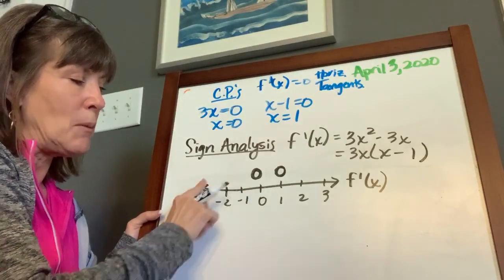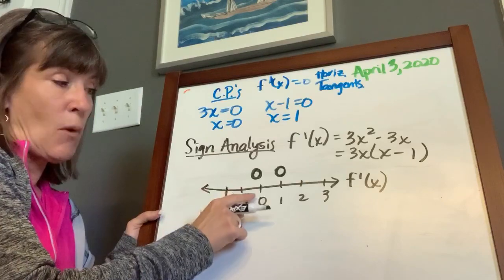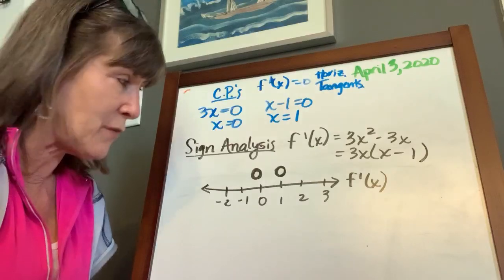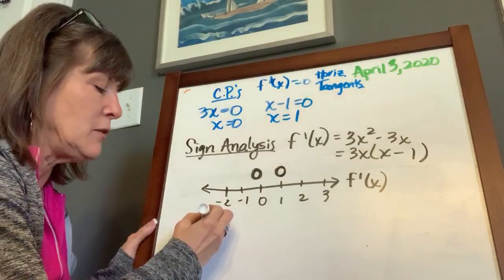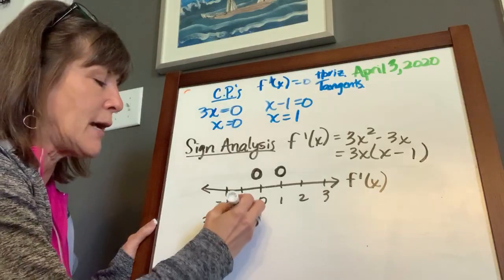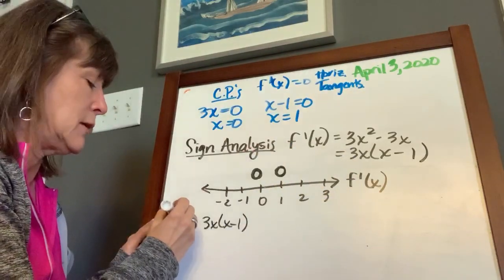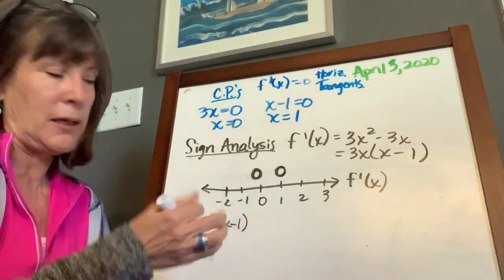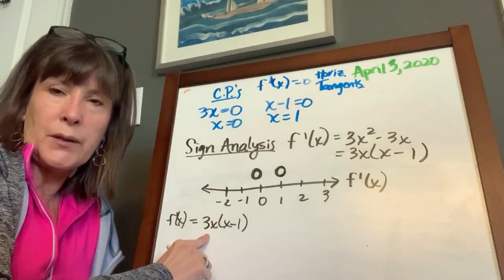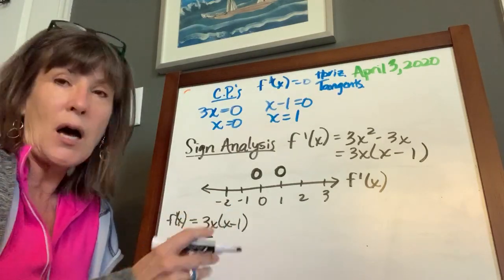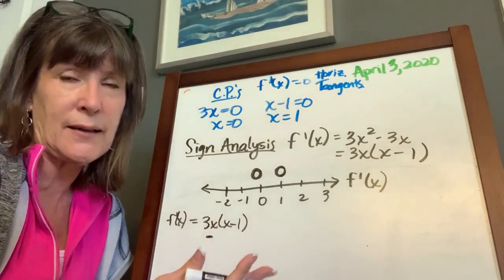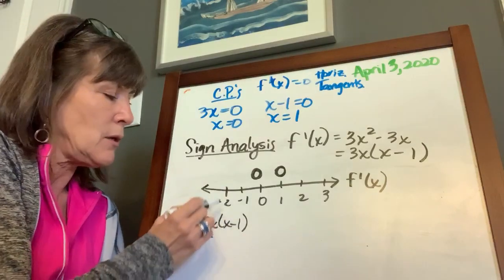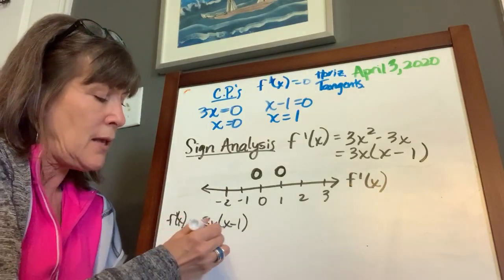Starting with this first section, I'm going to pick any number I want that's smaller than 0, any number. I could pick negative 1,000,000 if I want to. And let me show you how I evaluate it. Okay, remember, I'm evaluating the derivative, and I'm going to use the factored form of the derivative. Here's my derivative. That was the derivative of the function. If I pick negative 1,000,000, 3 times negative 1,000,000 is a negative number. All I'm interested in is the sign. I'm not interested in the actual number, just whether it's positive, negative, or 0. So I stick negative 1,000,000 in, I get negative.